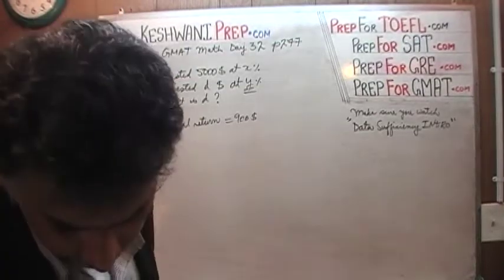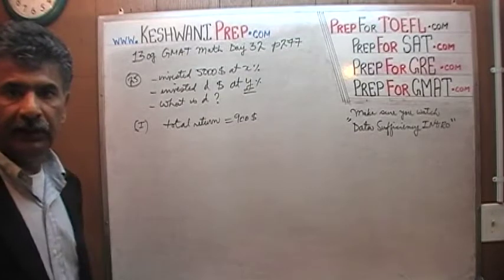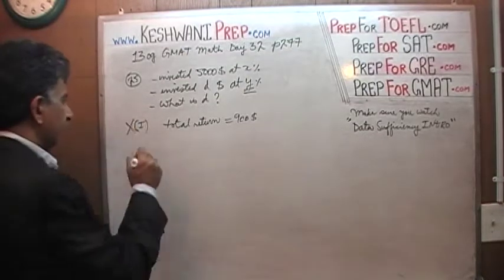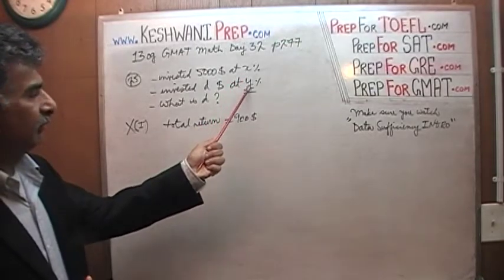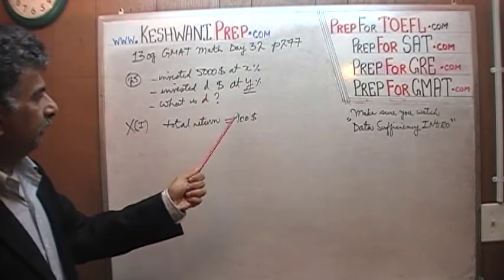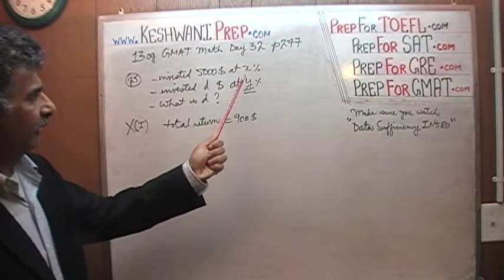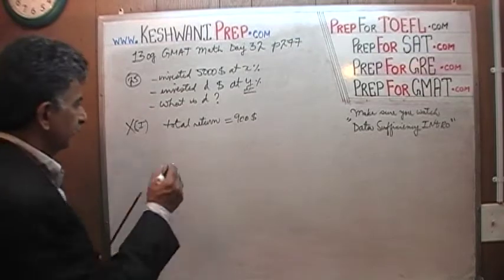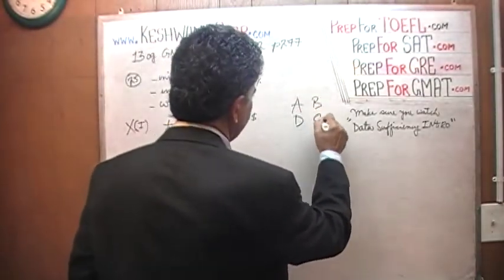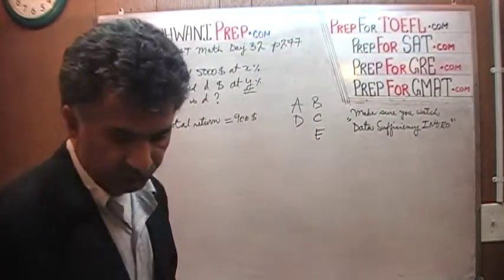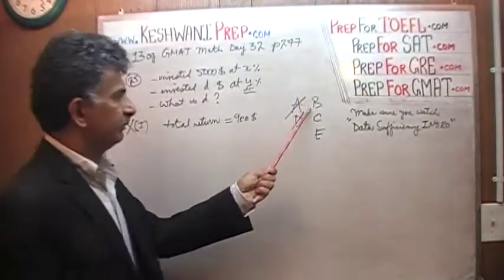In the first statement, they tell us that her total return was $900. But knowing that her total return is $900 is not enough. We do not know anything as to the value of X and the value of Y. In order to figure out D, we need to know the total return, and we also need to know the individual returns, the value of X and the value of Y. We do not know that. First statement by itself is not enough. A, D, B, C, E. Since the first statement by itself is not enough, the answer cannot be A or D. It's got to be either B, C, or E.